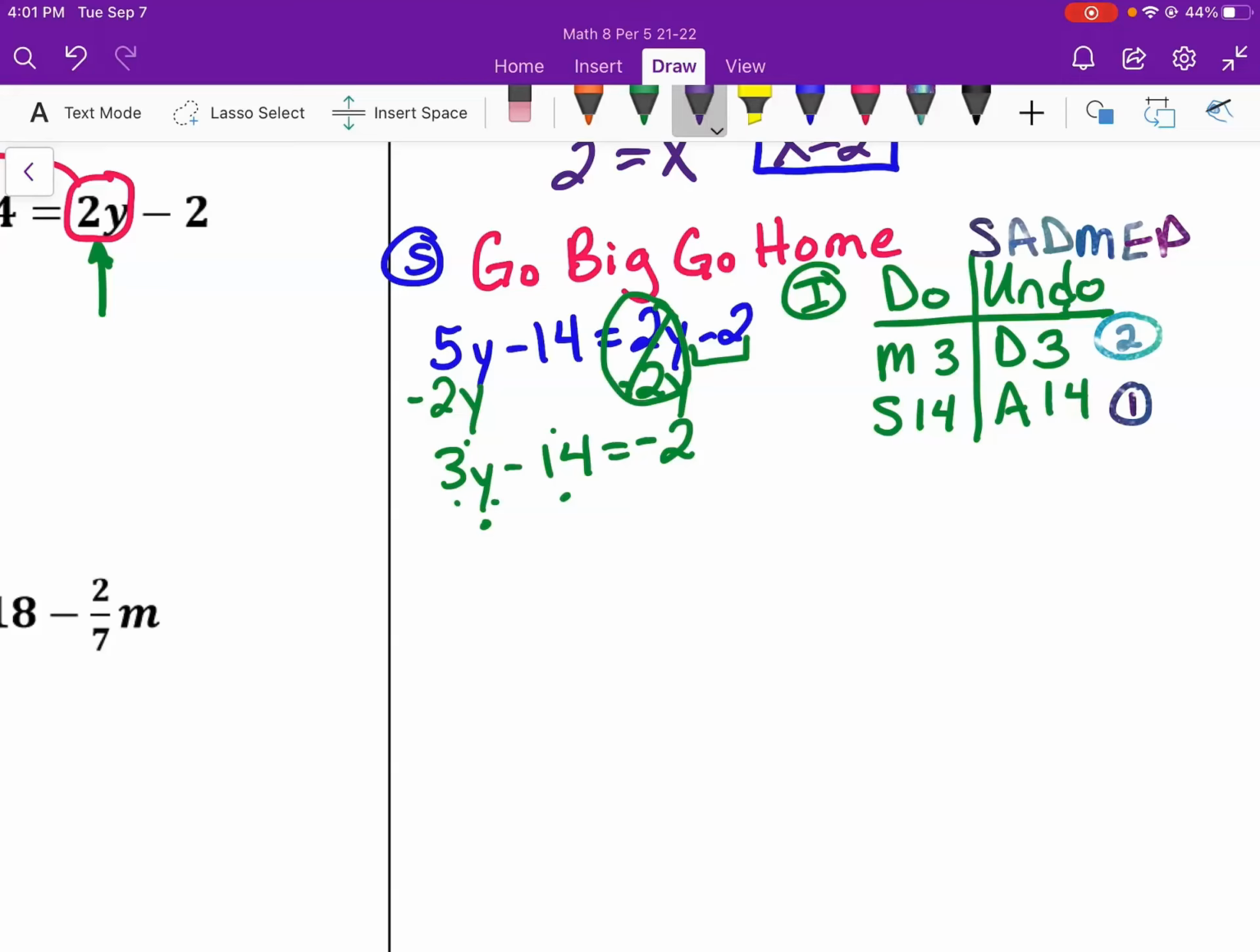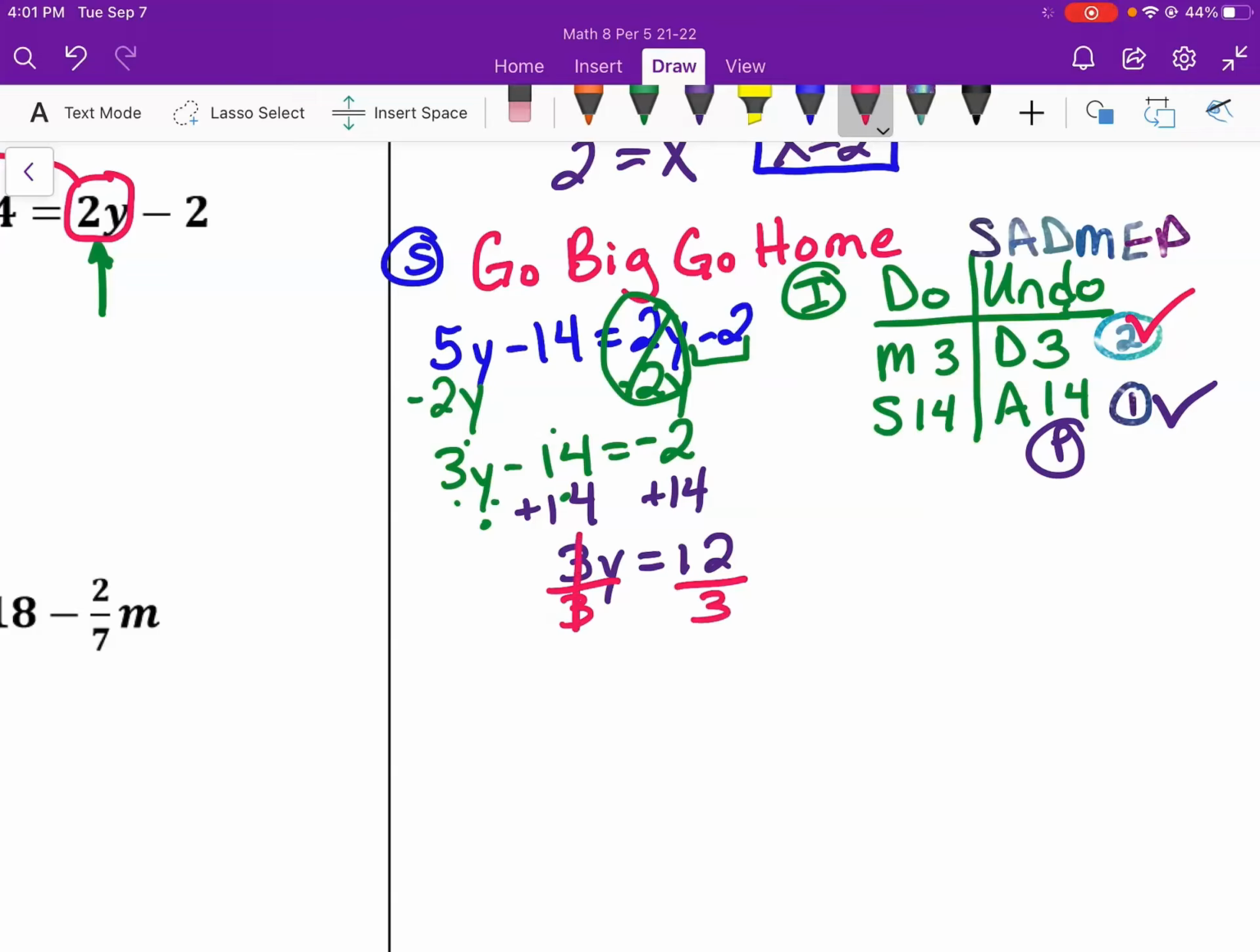Okay, third step, P is perform. And I know I'm going to do the add part first. So add 14 to both sides. And that leaves me 3y equals 14 minus 2. So that's 12. Check that off. Next step, divide both sides by 3.